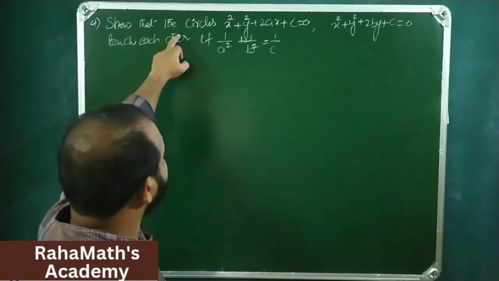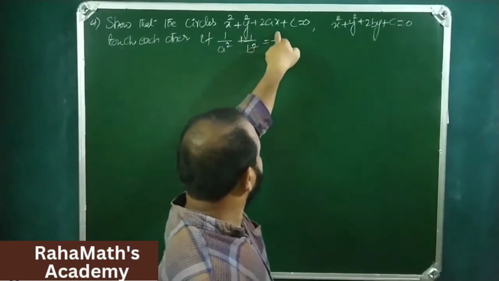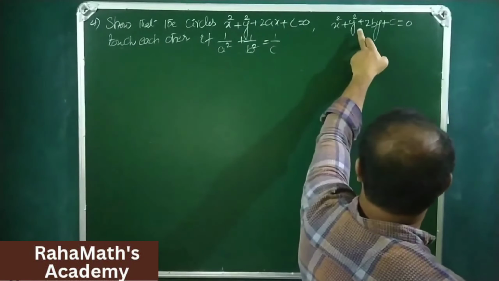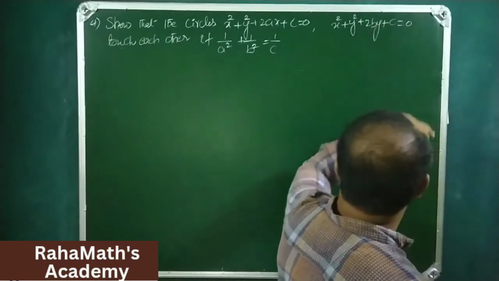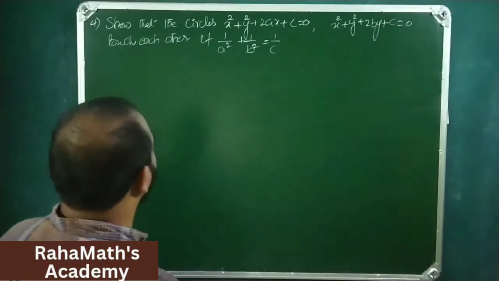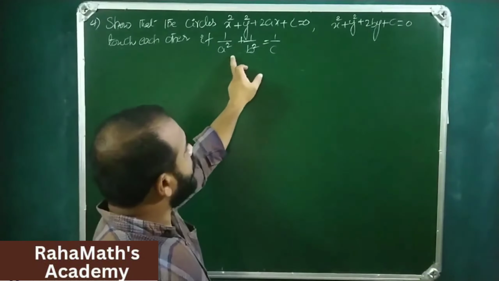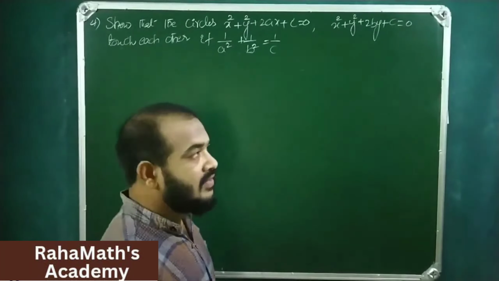Show that the circles x square plus y square plus 2ax plus c equals to 0, and x square plus y square plus 2by plus c equals to 0 touch each other if 1 by a square plus 1 by b square equals to 1 by c.